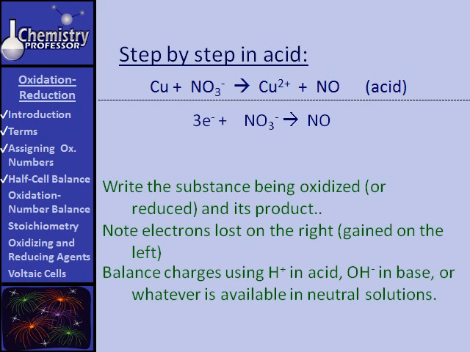Now we're going to balance the charges. We balance the charges using hydrogen ions if it's in an acid, hydroxide ions if it happened to be in a base, or whatever ions were not being involved in changing their oxidation states if we had a neutral solution. We'll get there. This is going to become clear. Just get it down. This has 3 electrons plus nitrate, giving nitric oxide. The total charge on the left right now is a -4, and on the right is a 0. And the only thing we have to use to balance it, since it's in an acid medium, is hydrogen ions.